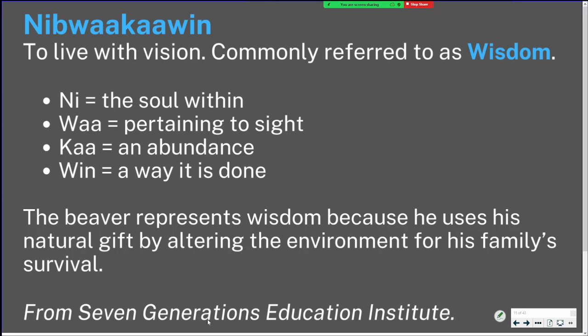So this was kindly provided from the 7 Generations Education Institute, and they offer a little further explanation. Wisdom is to live with vision. So Nibwakawin is to live with vision, commonly referred to as wisdom. And I love how they break down the words. Ni is the soul within, Wa is pertaining to sight, Ka is an abundance, and Win is the way it is done, right? So it's the soul seeing the world, and perceiving it in an abundance.